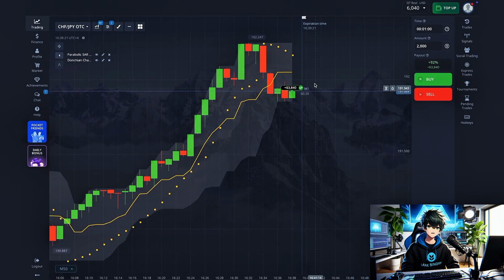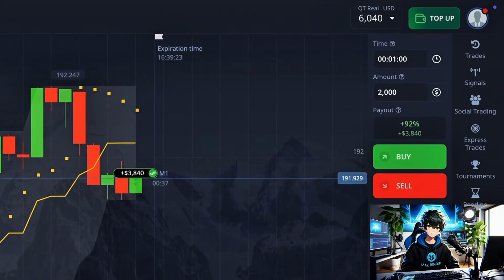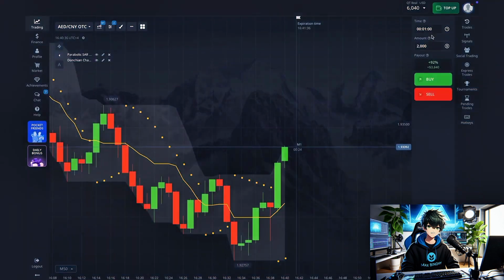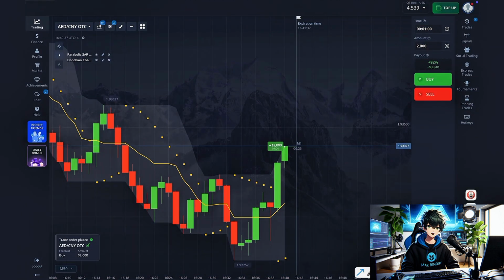And another win. My balance grew by another $1,840. Let's keep going. Another strong setup. Expiration 1 minute, and I'm opening a 2,000 buy trade. The chart shows excellent momentum and the indicators fully support it, increasing confidence in the strategy and direction.